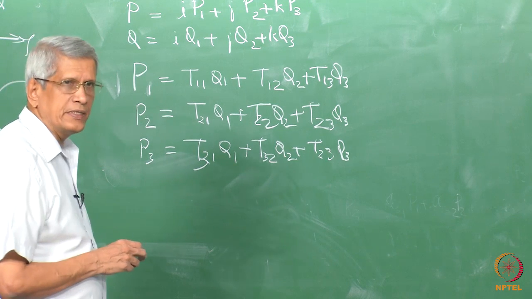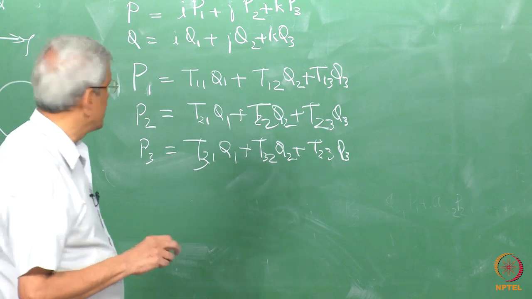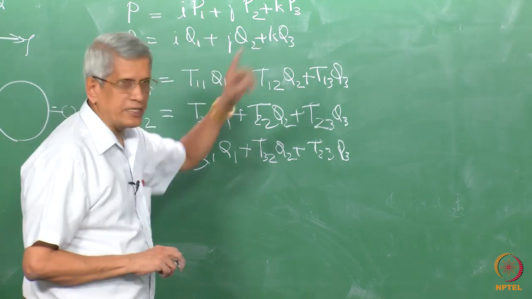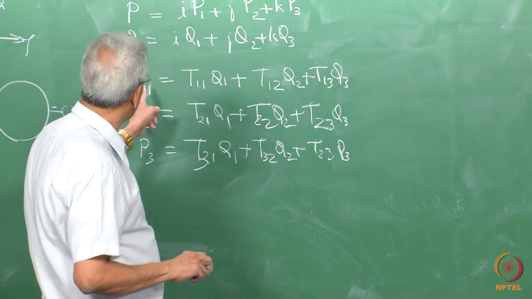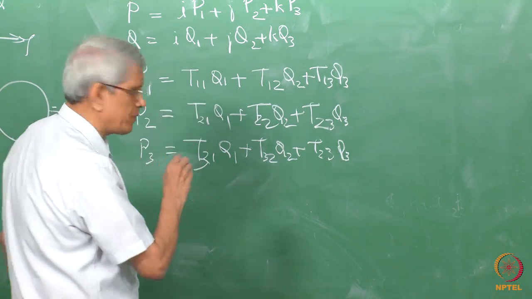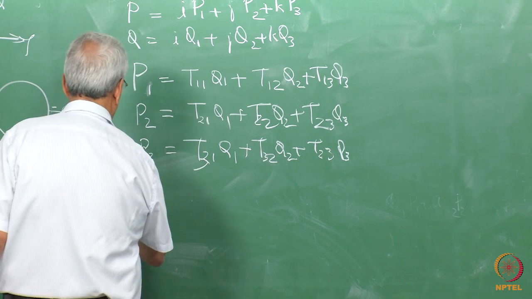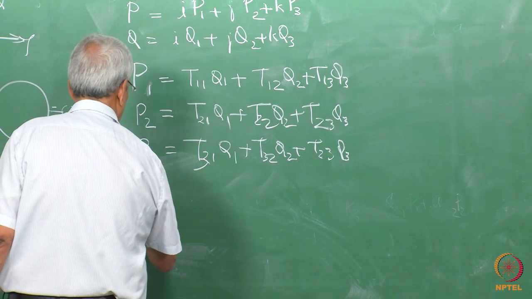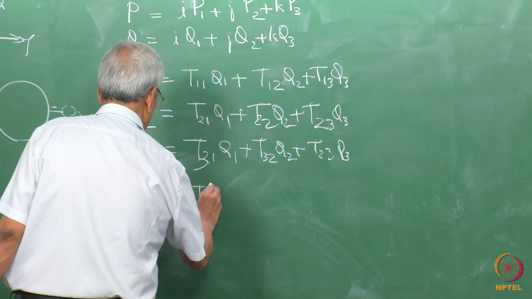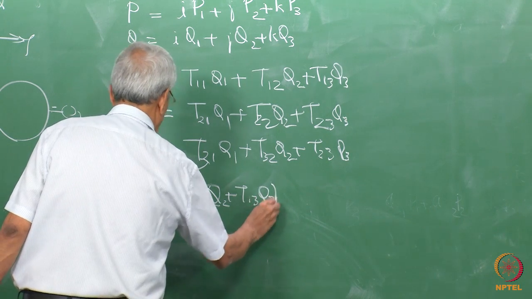Now how will we write this in the form of a vector? So we have to write it in the form of the components. Like this way we can write it. So if we substitute this, then what will happen? The vector P will be equal to I into T11 into Q1 plus T12 into Q2 plus T13 into Q3, correct?